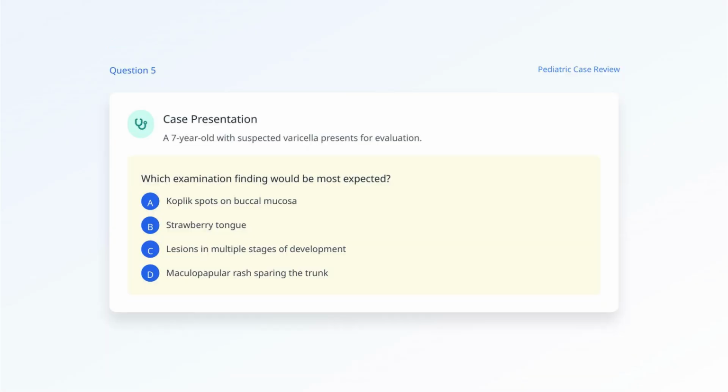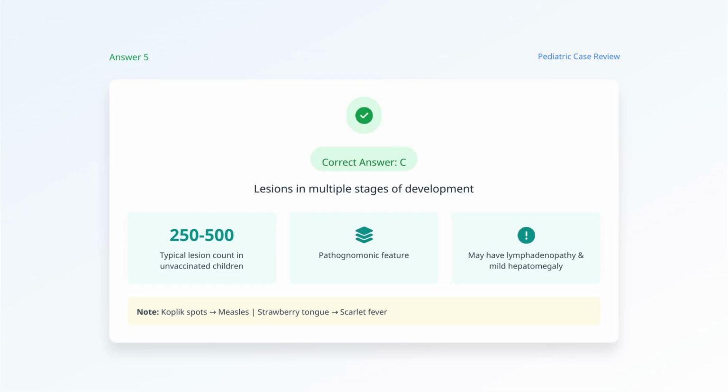A 7-year-old with suspected varicella presents for evaluation. Which examination finding would be most expected? A. Koplik spots on buccal mucosa. B. Strawberry tongue. C. Lesions in multiple stages of development. D. Maculopapular rash sparing the trunk. The correct answer is C.